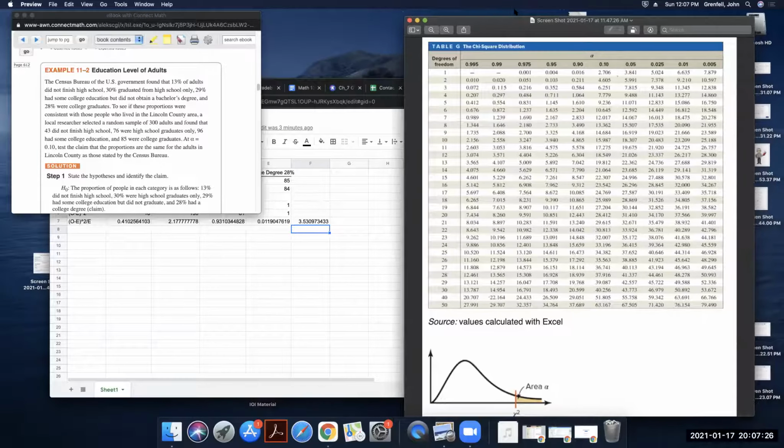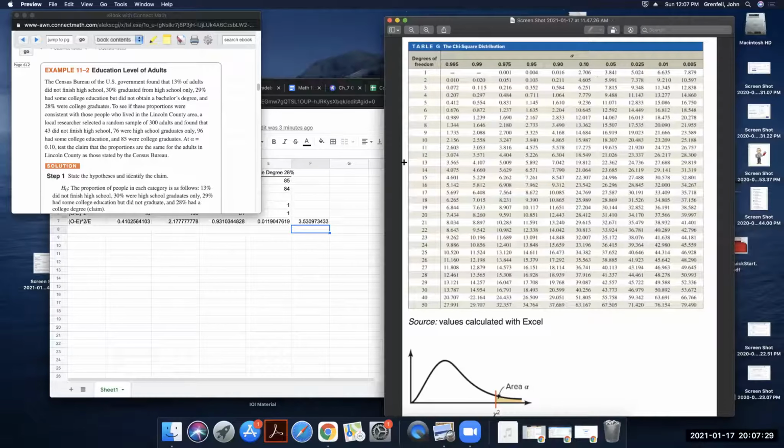So that involves looking up our critical value. So we have to go to table G, the chi-squared distribution, and the degrees of freedom that we're using for this are the number of categories. So there's 4 categories: some high school, high school diploma, some college, and college degree, minus 1. So K minus 1, K is the number of categories. In this case, it's 4. So here we're looking at row 3 for our degrees of freedom. Alpha equals 0.10, and that gives us a critical value of 6.251.